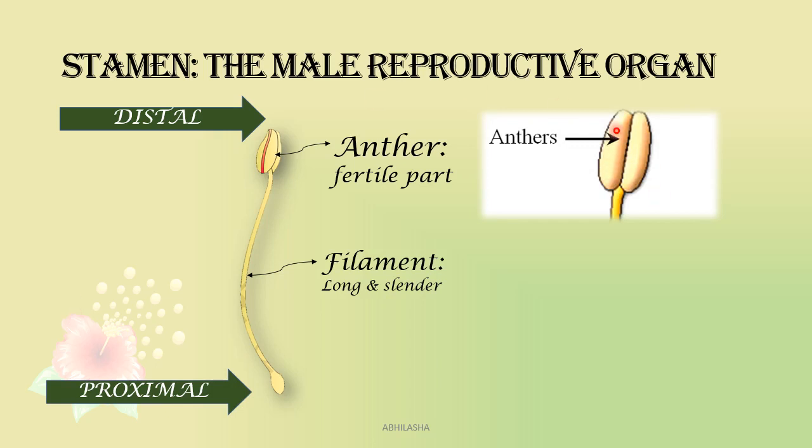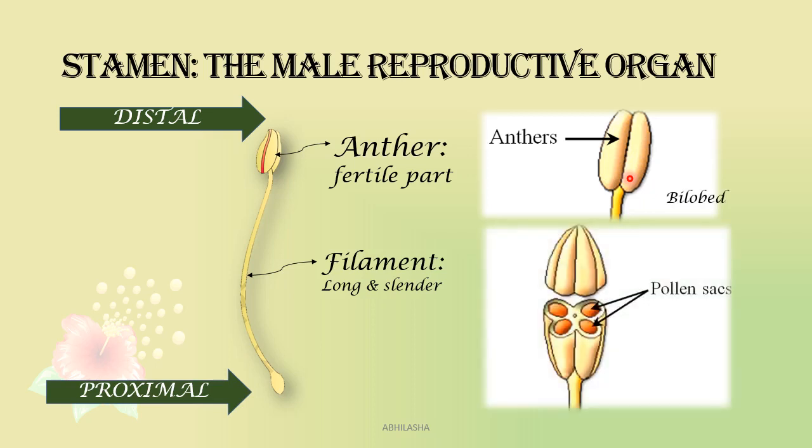Bilobed means there are two lobes which are separated by a groove. Now each of these lobes are further divided into two theca or bags. So each of the anther lobe is dithecous. A longitudinal groove runs in between the two lobes of anther. This is connected at the end by a tissue known as connective tissue. This connective tissue is sterile and it is made up of parenchyma.